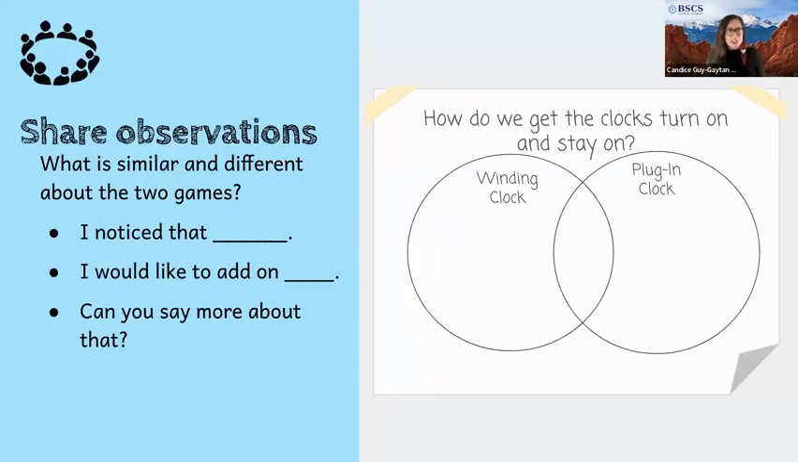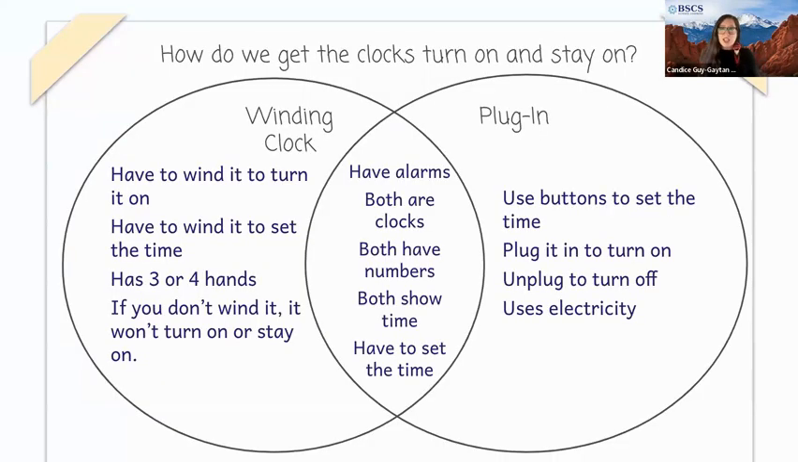We realize as we're starting to make these observations that we're actually making comparisons between the two clocks as we talk about them. So we take this as an opportunity to share our observations on a Venn diagram so that we can compare the similarities and differences between the two. And we notice that they both have numbers and can show time, but we think one uses electricity or power of some kind and the other one doesn't. We're really not sure what electricity or power is. We also notice that if you don't wind the winding clock, it won't stay on. And when you unplug the plug-in clock, it turns off.